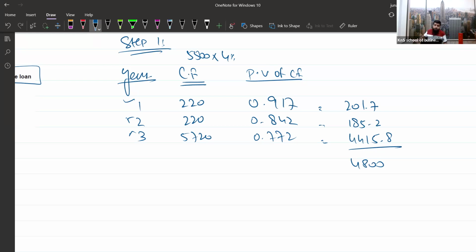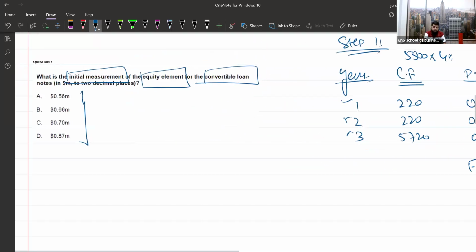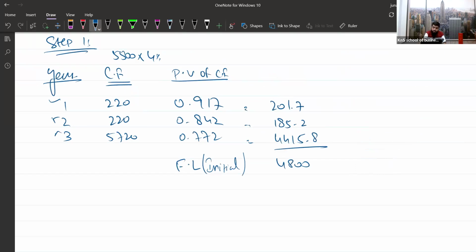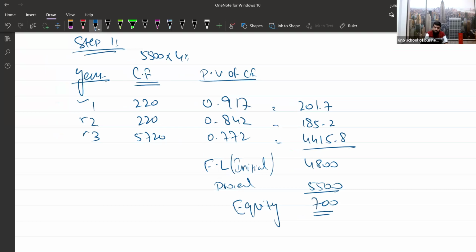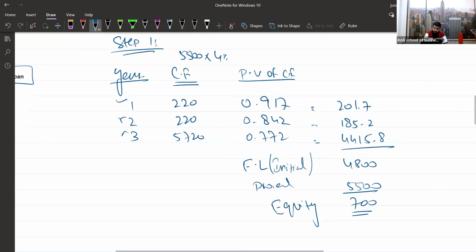What is that 4,800? It is the present value of future cash flows, or we can call it the financial liability at initial measurement. The amount that we have received from the investor is 5,500. So 5,500 minus 4,800 makes 700. That 5,500 is the proceeds, and that 4,800 is the financial liability. So the 700 is the equity component.